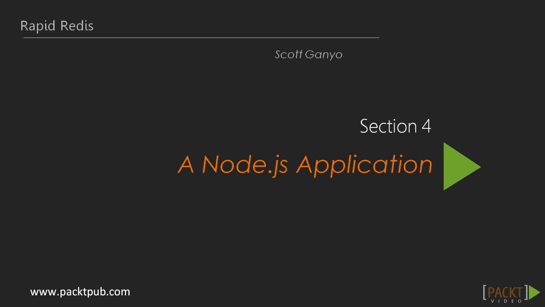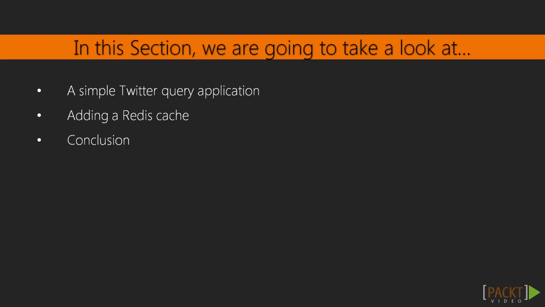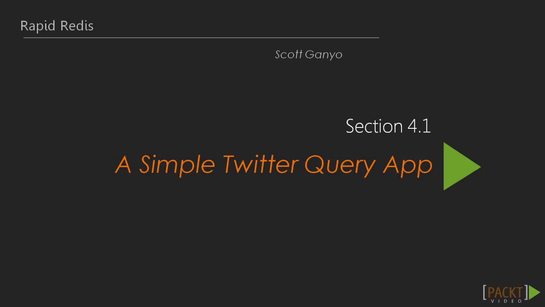A Node.js application. So in this section, we're going to take a look at how we have built a simple Twitter query application, how a Redis cache was added to that application, and then we're going to conclude. A simple Twitter query app.